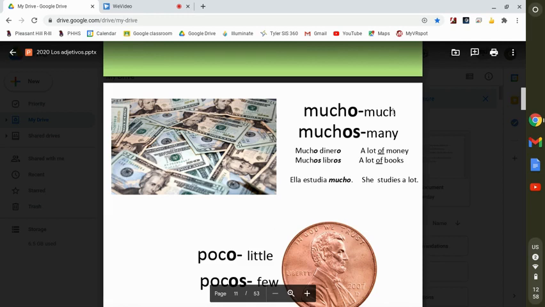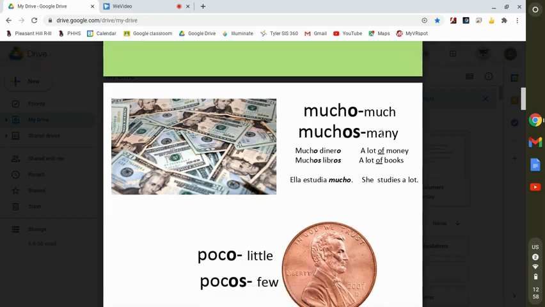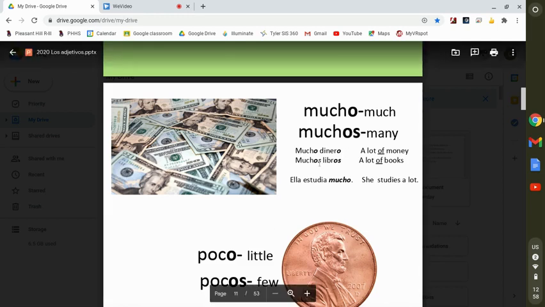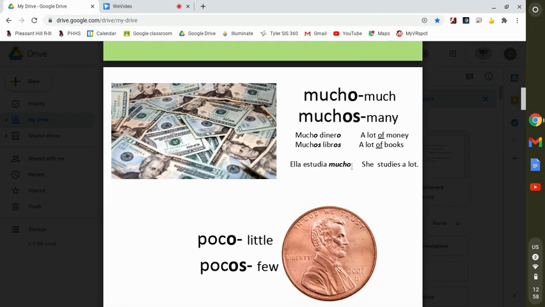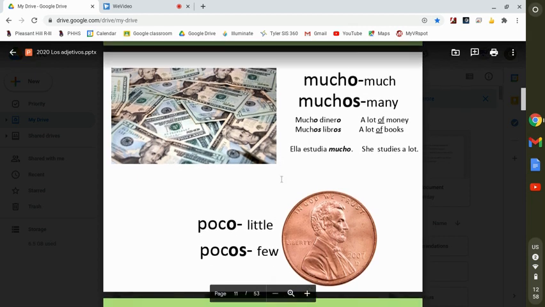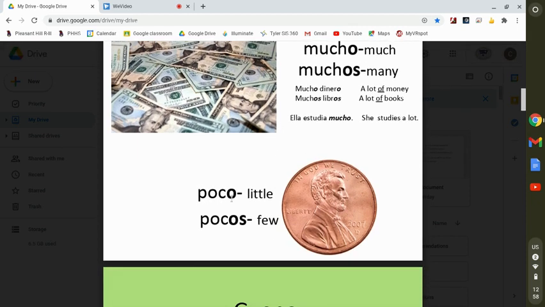Mucho means much. Muchos means many. Mucho dinero. Muchos libros. Ella estudia mucho. She studies a lot. Okay, much and many. Poco and pocos means little, and it can mean few. Little and few. Okay, so you can't say he is poco. This is only like an amount.